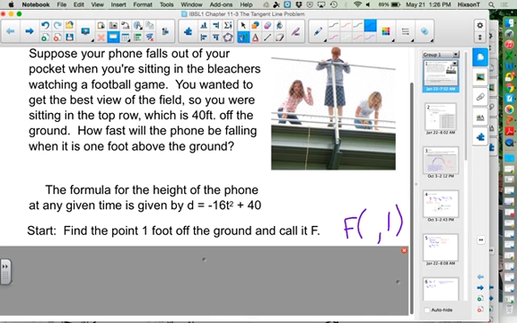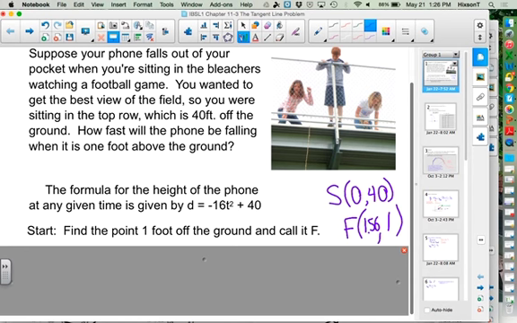Alright, so I've heard it from a few of you. The time is 1.56 if we round to the nearest hundredth of a second. Where was our starting point? Time was 0, and we were 40 feet off the ground.